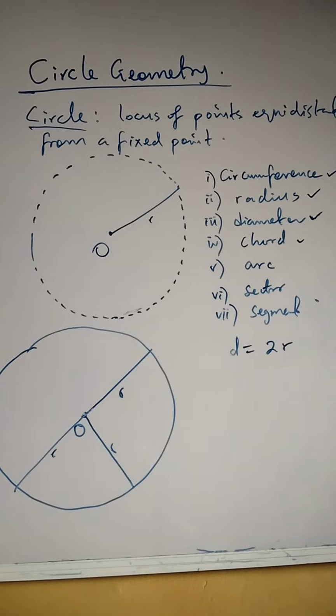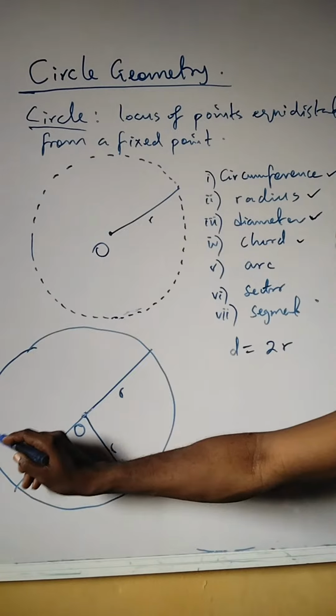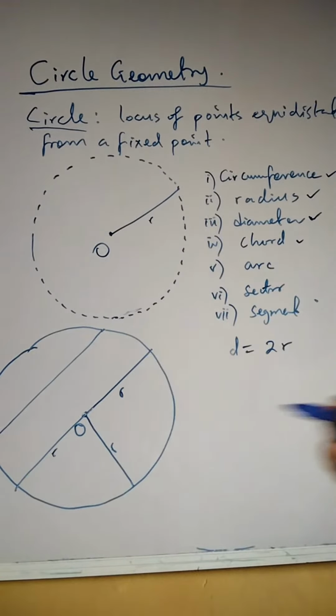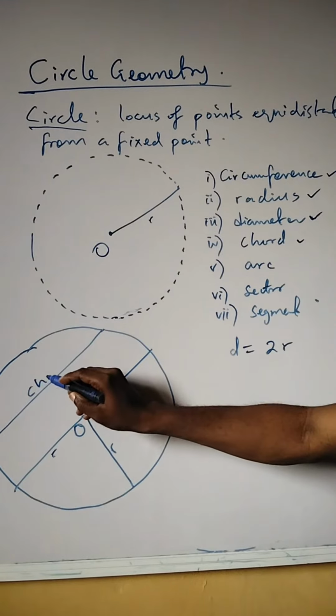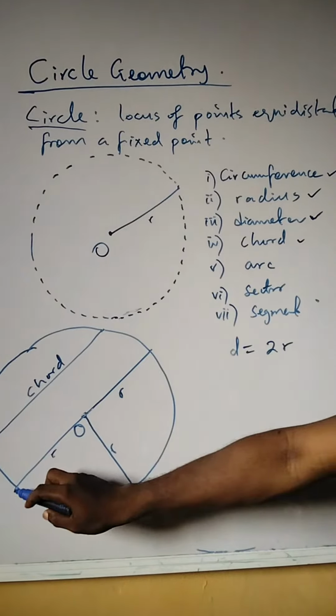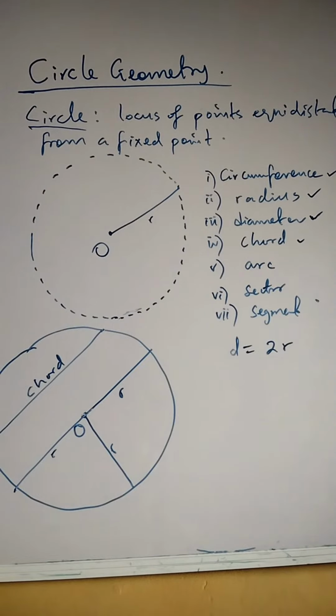And also, what is a chord? Sorry, a chord is a line that touches the circumference at any 2 points. So if you draw a line that touches the circumference at 2 points here, this is called a chord. Which implies that a diameter is also a chord because it also touches the circumference at two sides. And therefore, the diameter is referred to as the longest chord of any circle.